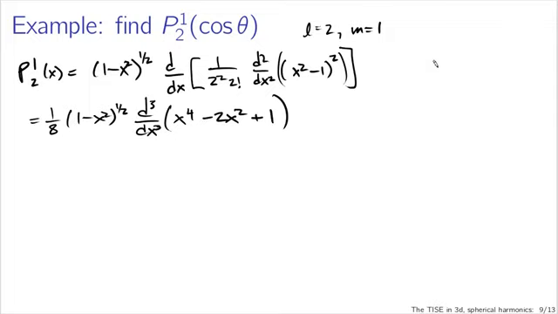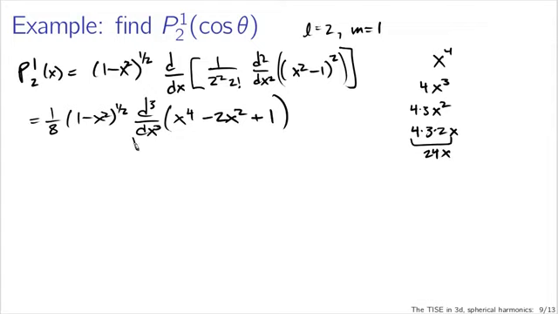So, third derivative of x to the 4th. X to the 4th is what I start with, 4x cubed after one derivative, 4 times 3, x squared after two derivatives, and 4 times 3 times 2, x after three derivatives. If I take three derivatives of x squared, I end up with 0, and if I take three derivatives of a constant, I of course end up with 0 as well. 4 times 3 times 2, that's 24.